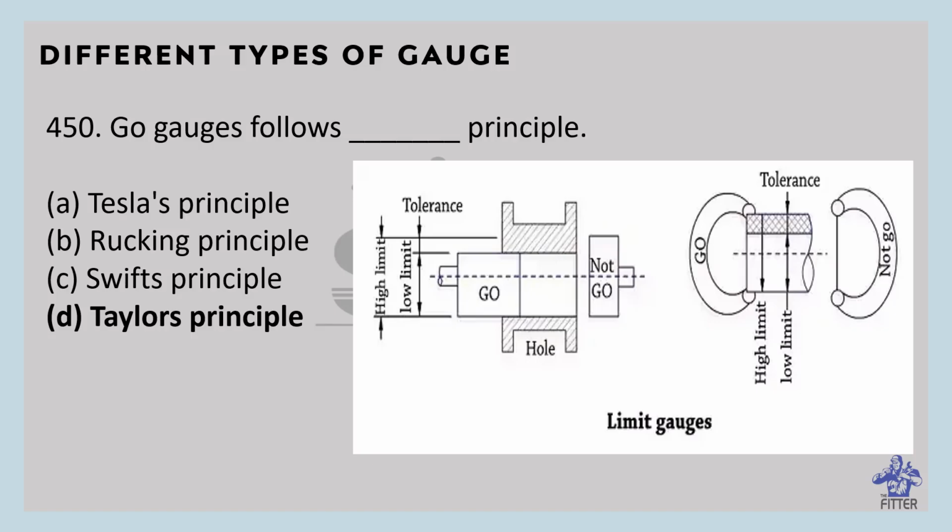So here you can see for the shaft measurement, the go gauge should be at maximum limit, that is higher limit. For no go gauge, it should be the lower limit. So to measure the hollow sections, the go gauge should be the lower limit and no go gauge is the higher limit. You can see in the image.